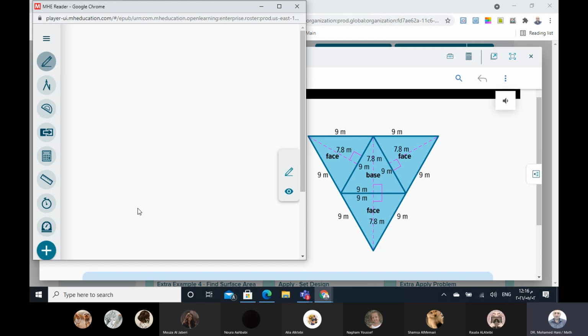Listen, please. Surface area S equals, start from the base of the pyramid. The base of the pyramid, as you see, is a triangle. How do we find the area of this triangle? We have the rule 1/2 multiplied by the base. As you see, the base here is 9, so times 9, times the height. As you see, the height will be 7.8.